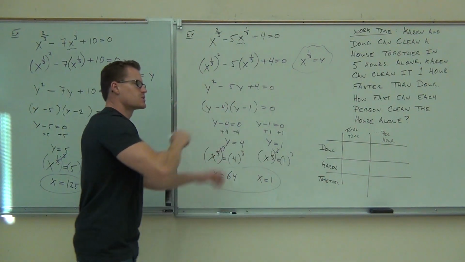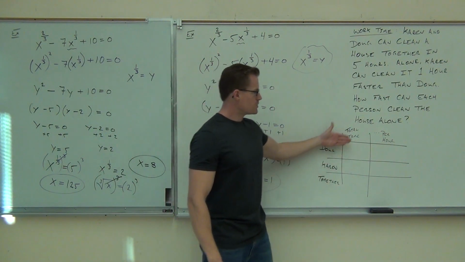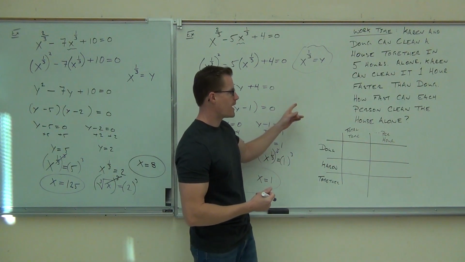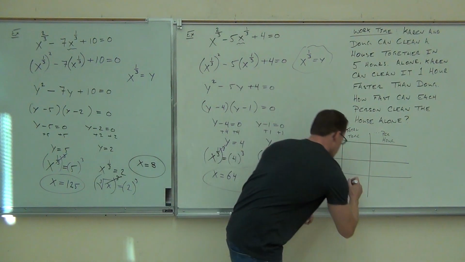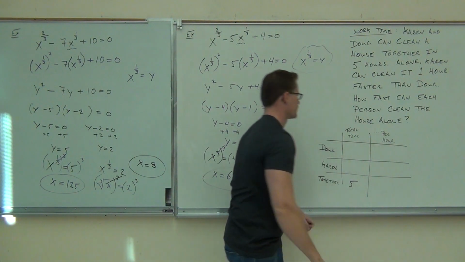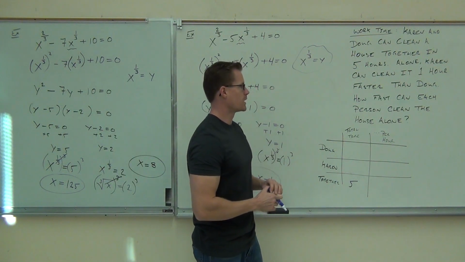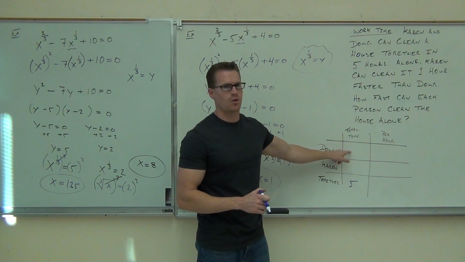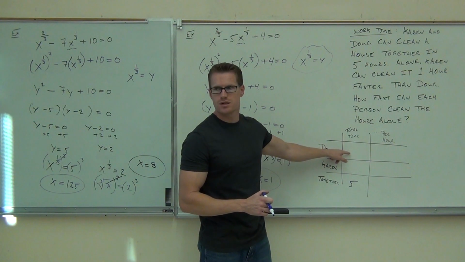If you remember what we did from chapter 7, we looked at the total time for the job. Then we looked at the amount of the job per hour. We're going to start with it together because that's the only thing we really have. How fast can they clean this house together? That goes right here. 5 hours. Okay. How fast can Doug clean the house by himself, the whole thing? One less than Karen. One more than Karen, actually. Karen can clean it 1 hour faster than Doug.